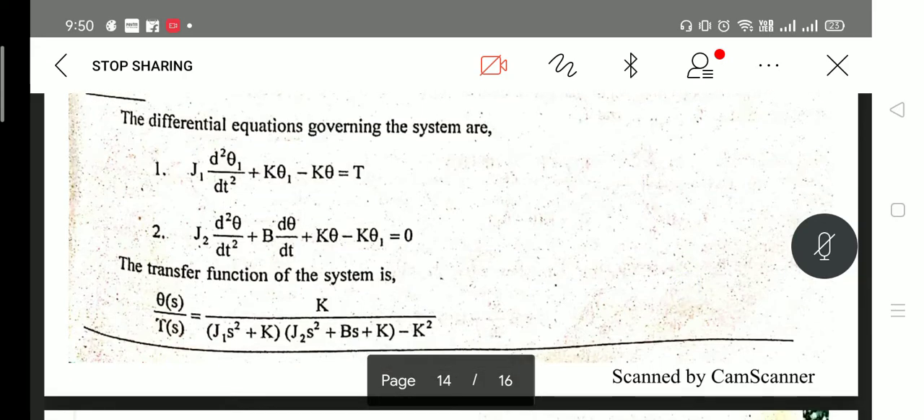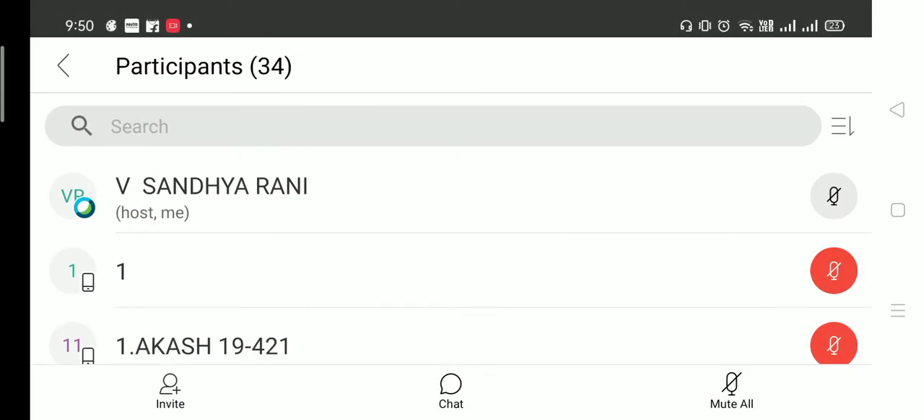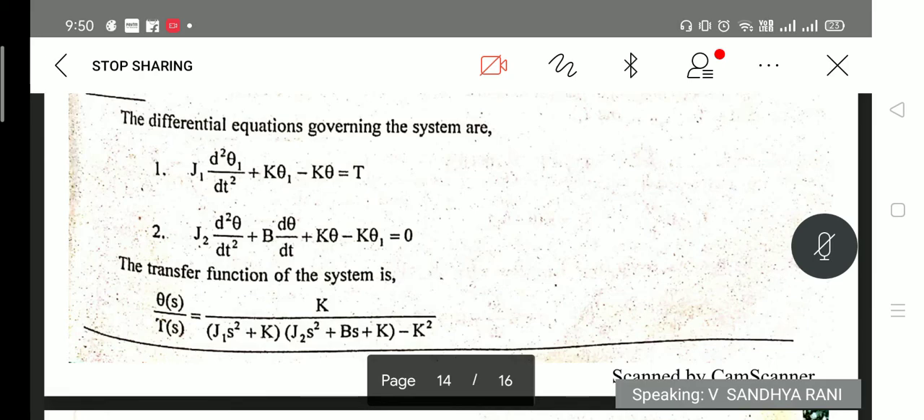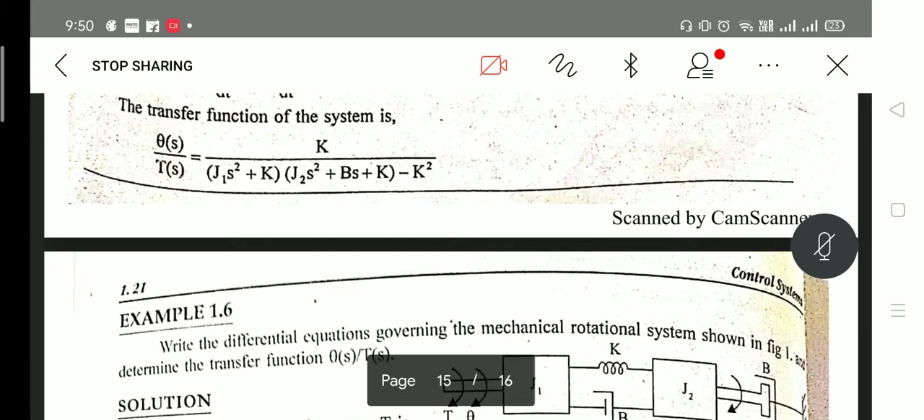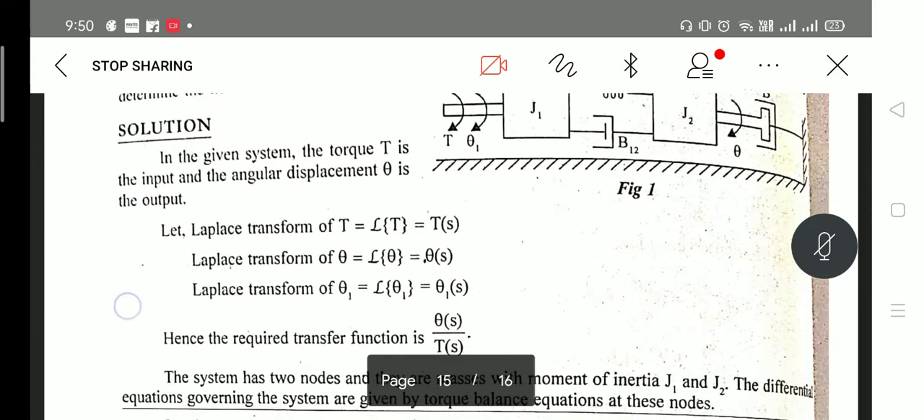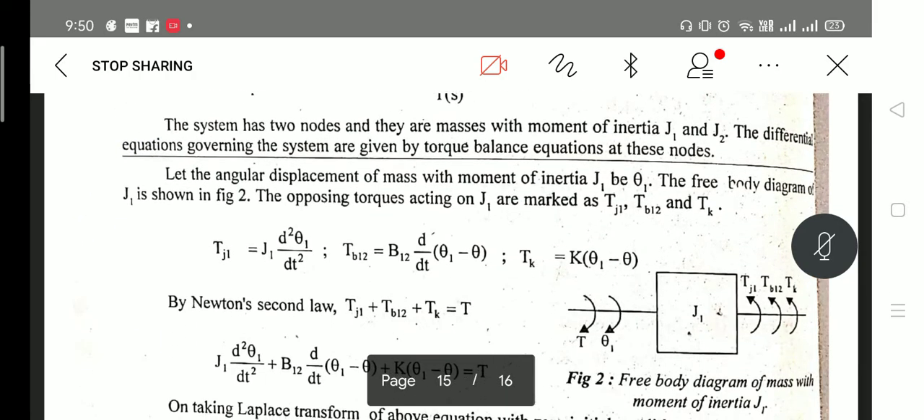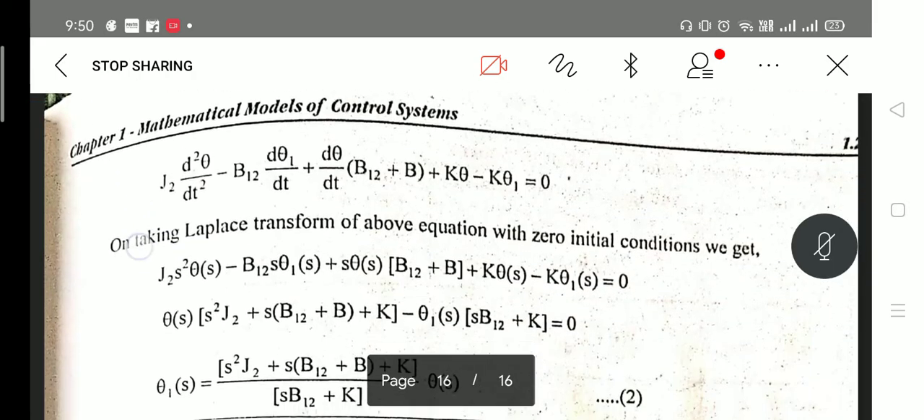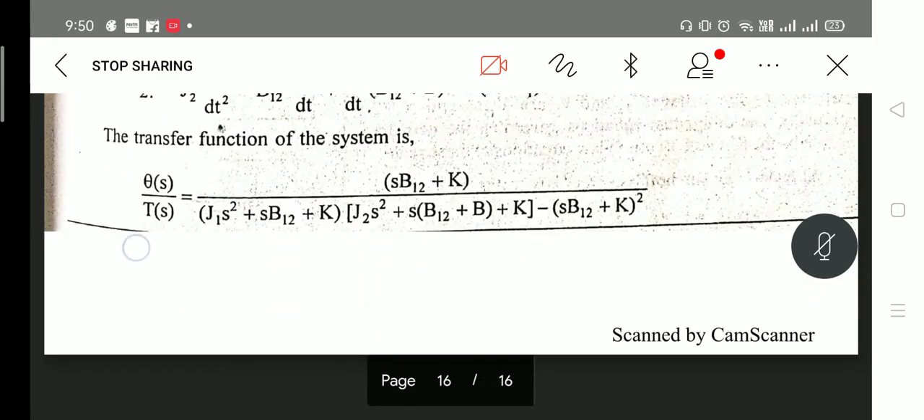Any doubts from here? In this rotational system or translation system? Any doubts? This problem is also the same.